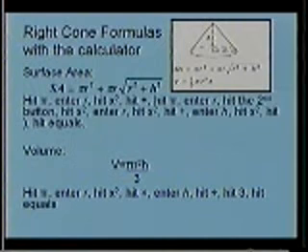For right cone formulas, surface area is pi r squared plus pi r times the square root of the quantity r squared plus h squared.